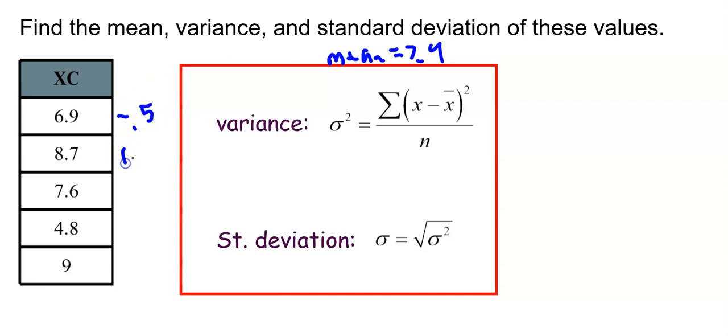7.6 is 0.2 above the mean, 8.7 is like 1.3 above the mean, 4.8, wow, that would be about 2.6 below the mean, and 9 would be 1.6 above the mean. So you see lots of different variation. You don't have to actually do this every time. I'll show you a short way to do this, but I want you to understand these formulas.